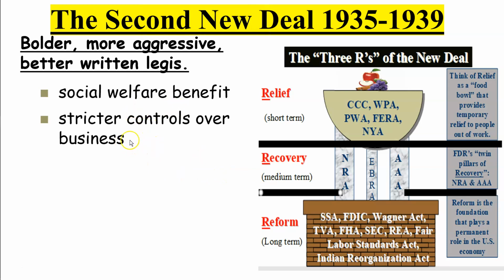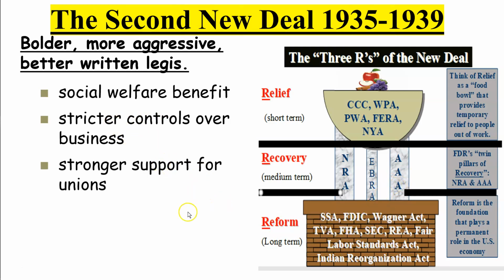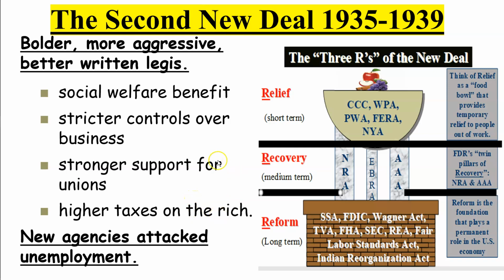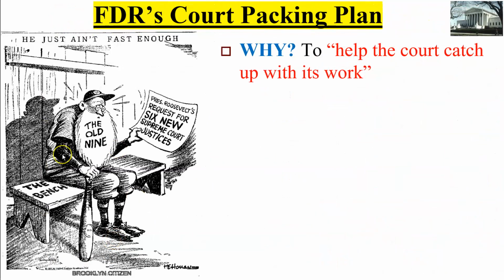social welfare programs, stricter controls over businesses. We're looking at these things down here at the bottom. Really, some of the stuff in the recovery category, but most of it's at the bottom. Rules and regulations for banking, industry, support for unions, higher taxes on the rich. Of course, that pays for operating these programs, right? And these new agencies attack unemployment, right?